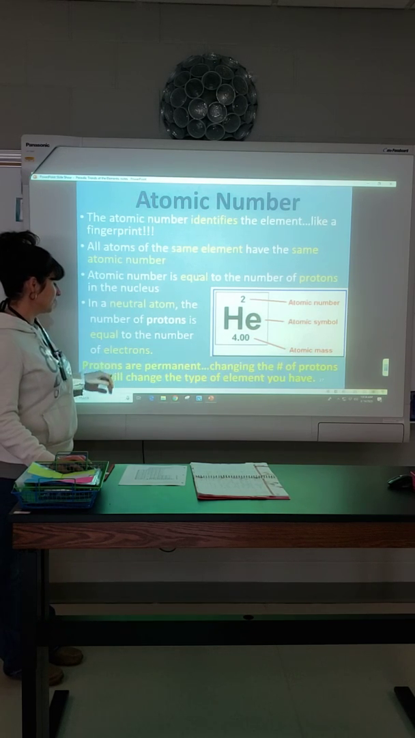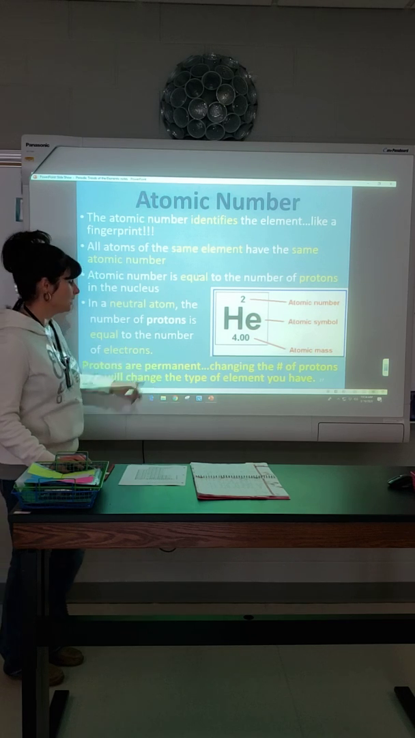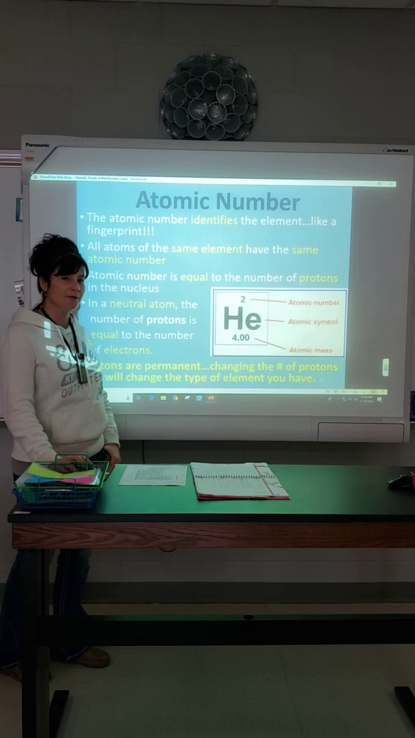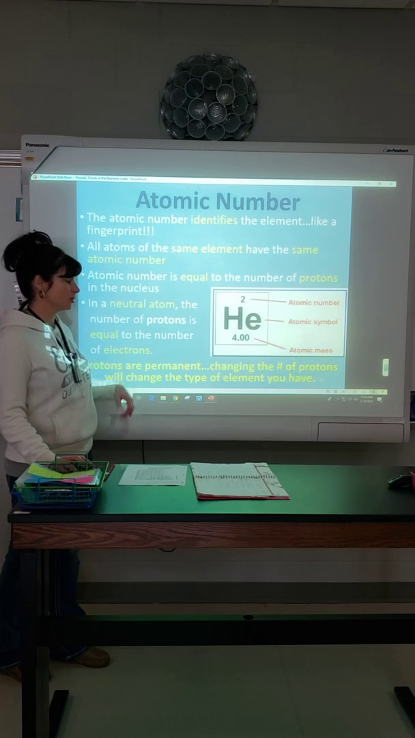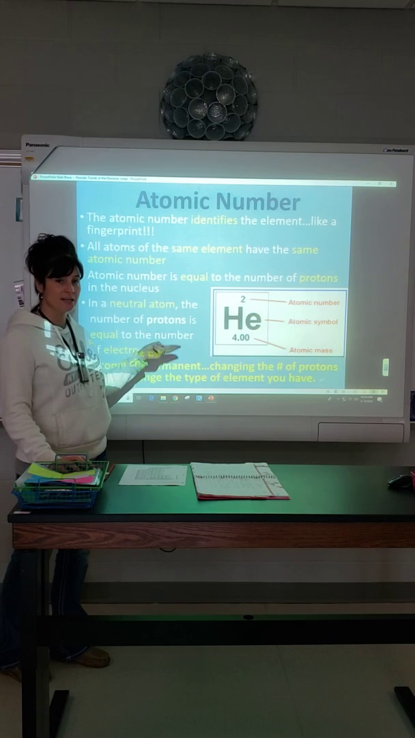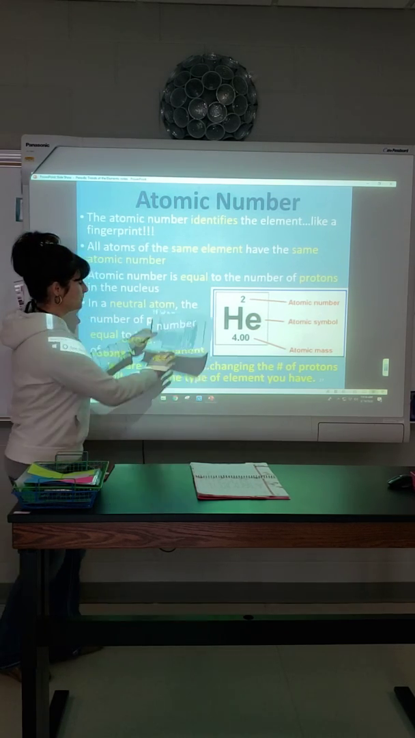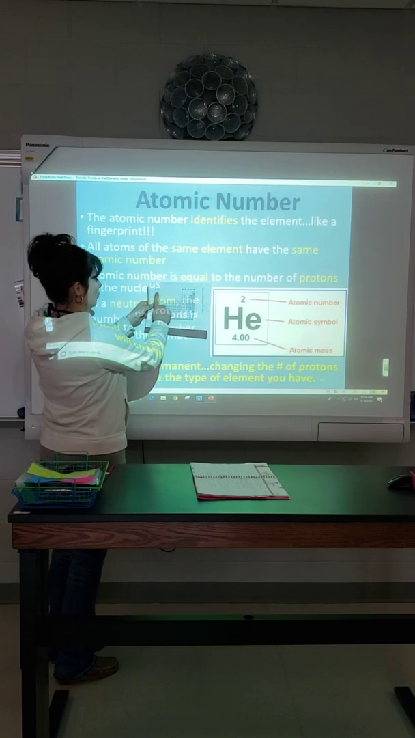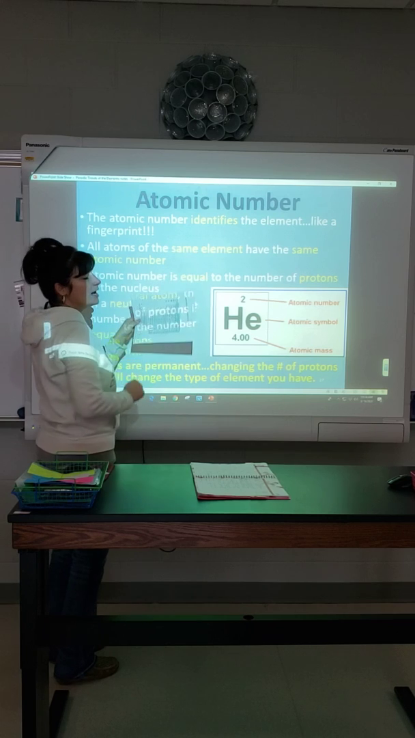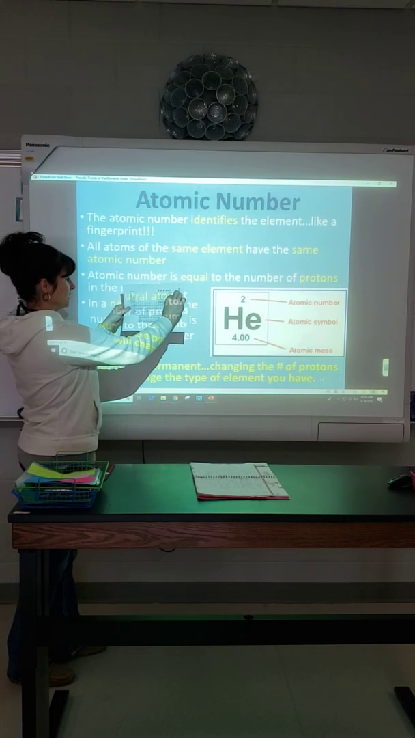Okay, so here's the thing. Protons with a P are permanent with another P. Changing your number of protons will change the element that you're dealing with. So hydrogen has 1 proton. Helium has 2. Lithium is always going to have 3. And it just keeps going as you go across the periodic table, 1, 2, and then drop down 3, 4, 5, 6, 7, 8. As you read across, it's going to increase by number of protons.